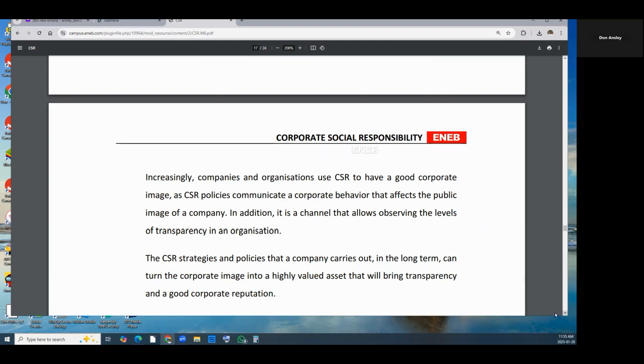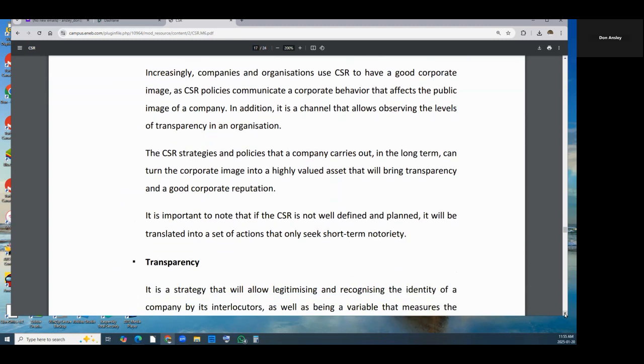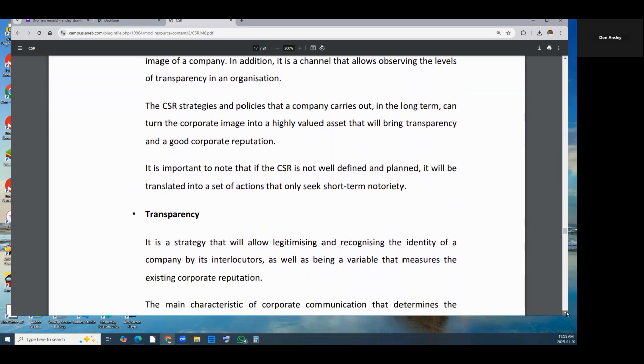The corporate strategies and policies that a company carries out in the long term turn the corporate image into a highly valued asset that will bring transparency and a good corporate reputation. It is important to note that CSR must be well defined and planned. Otherwise, it will be translated into a set of actions that only seek short-term notoriety.